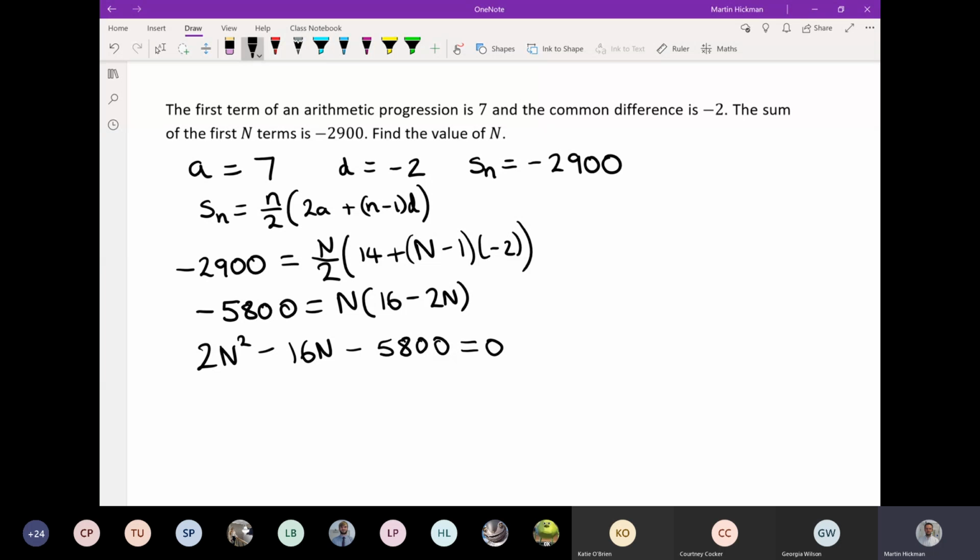Then we can just simply put that in our calculator and we get two solutions, n equals 58 and n equals minus 50. Well, we certainly don't want that minus, so we just get n as 58 here.